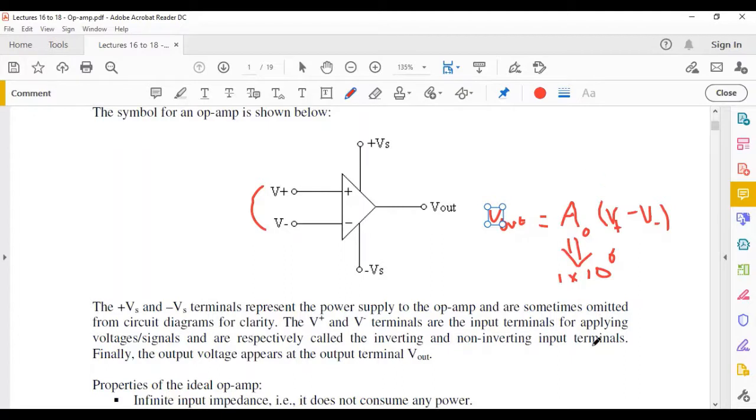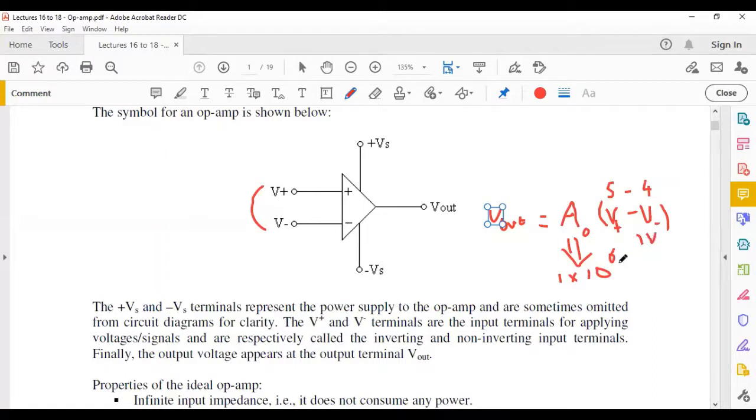So let me repeat that. If your A naught there was a very large value, then any small difference you have between V plus and V minus, for example, if we take V plus minus V minus, if we just put some values there, let's say your V plus was 5 volts and your V minus was 4 volts, you immediately get a difference of 1 volt between the two inputs.